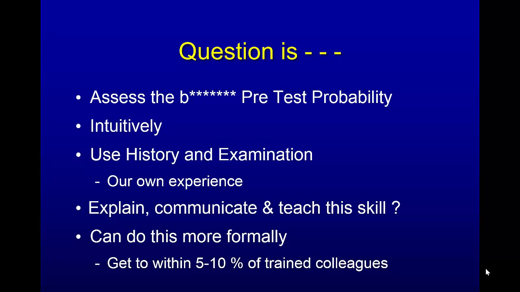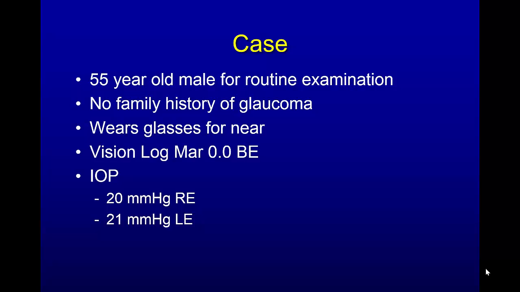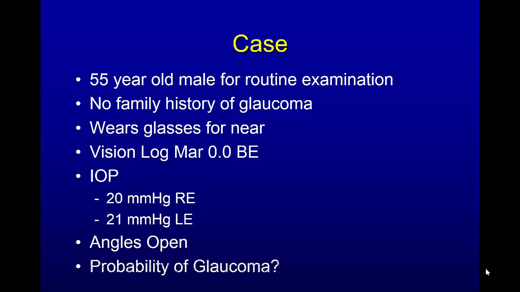So let's start with this 55-year-old male who's come in for a routine examination, no family history, and the details are shown over there. The pressures are 20 and 21. And the angles are open, the angles must always be checked. What's the probability of glaucoma? You know only this information. He has come and sat down in front of you in the clinic, and this is all that you know. What is the probability of glaucoma?